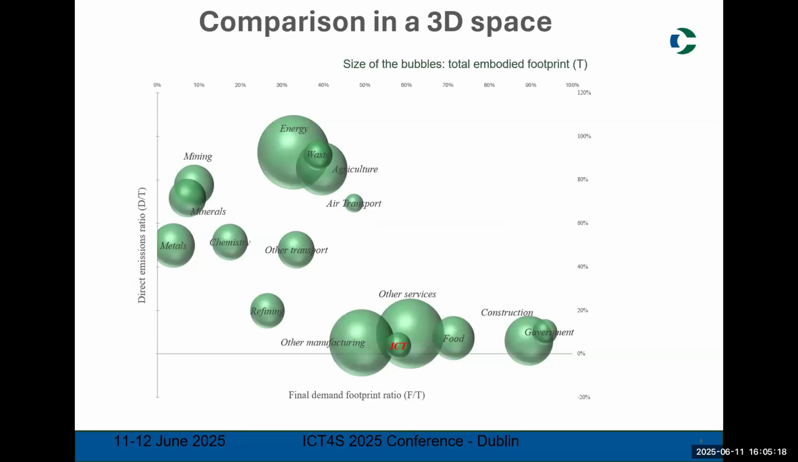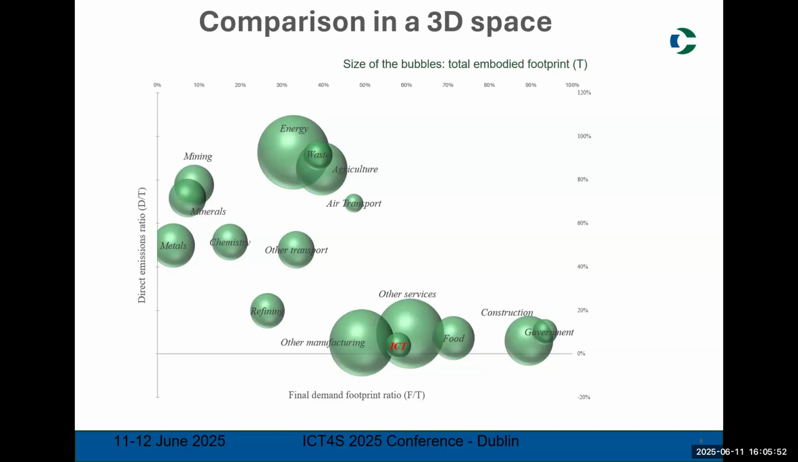Presenting the world scale sector footprints. We include here 11 individual sectors of FIGARO and 5 groupings of sectors. ICT, as indicated in red, gathers hardware industry, noted computers, telecom services, and IT services. The total embodied footprint is given by the size of each bubble. As for ICT, its T footprint amounts to 2 gigatons of CO2 equivalent.